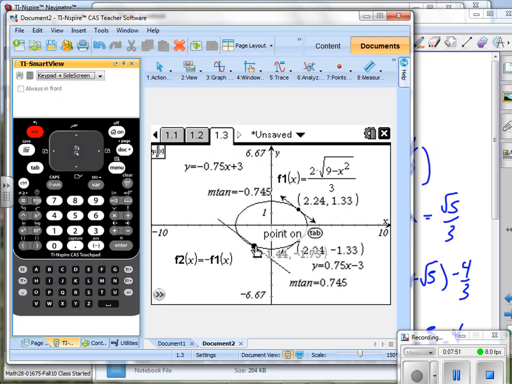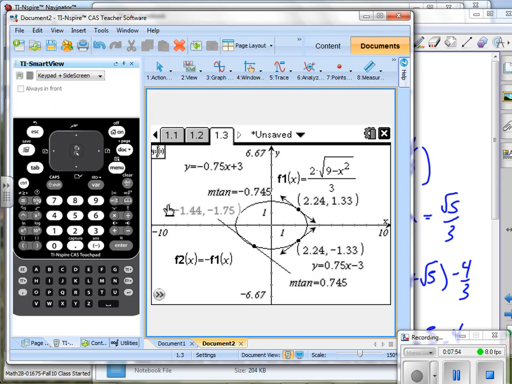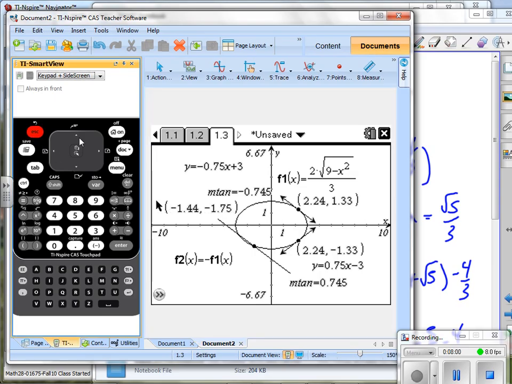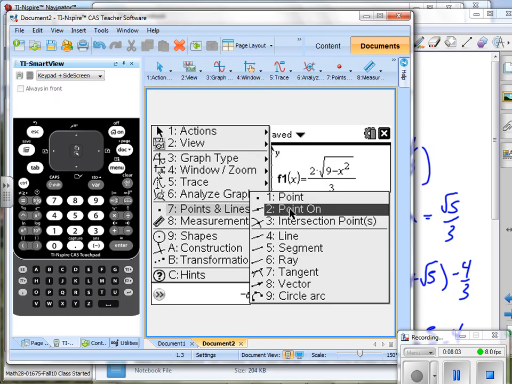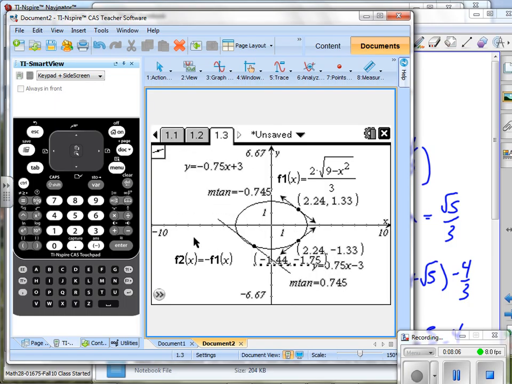I don't think I can get just that point unless I do something else. Okay? Let's see here. If I put a point on right there, anyone want to take a guess as to what that point might be? What is it? It was 1.44, wasn't it? No, maybe that isn't going to be as easy as I thought to figure out.